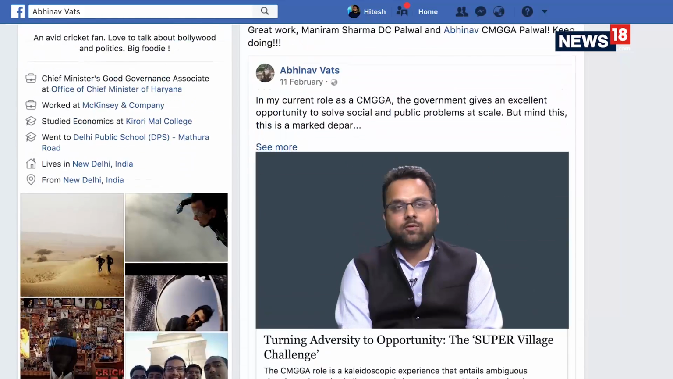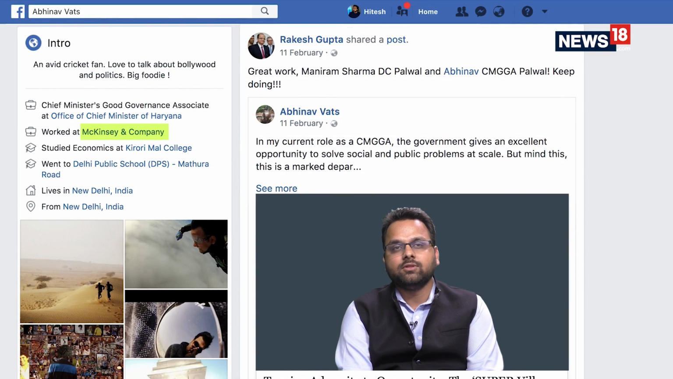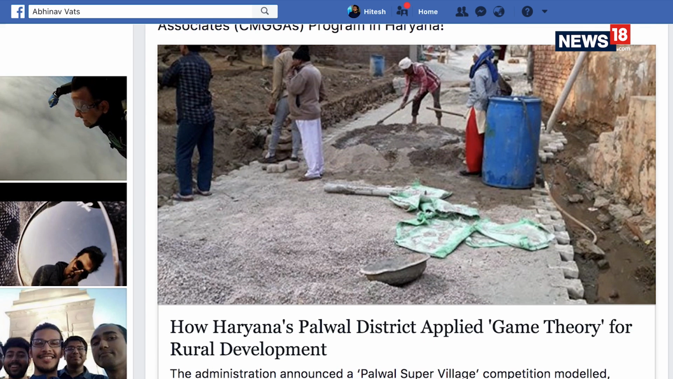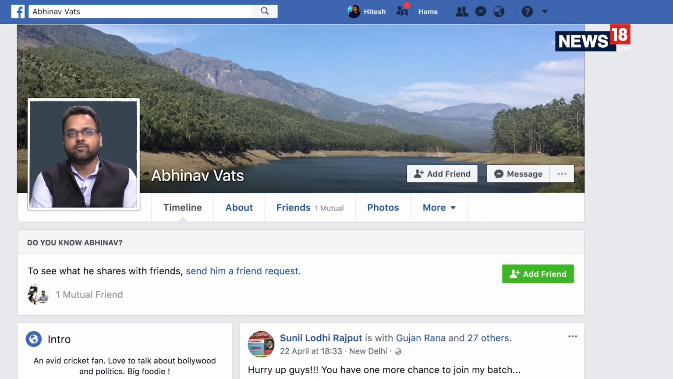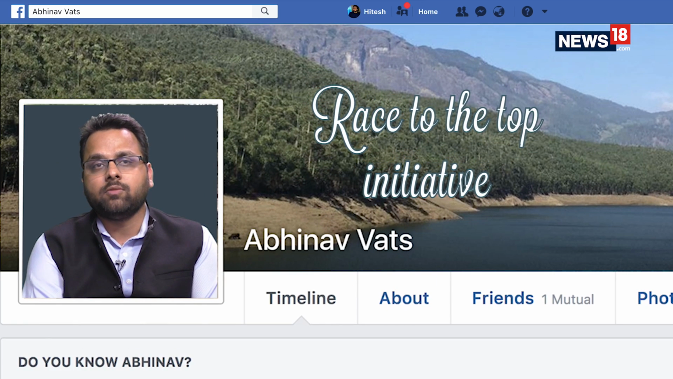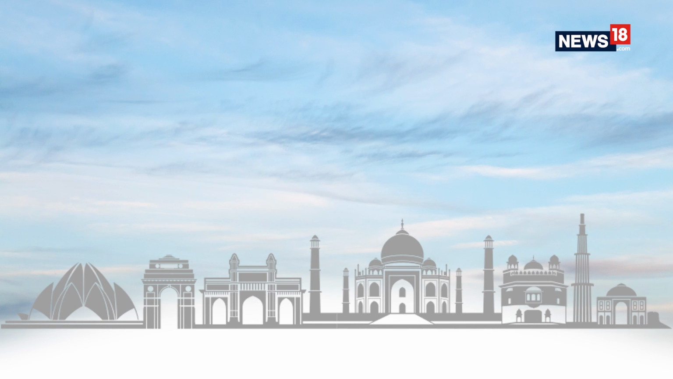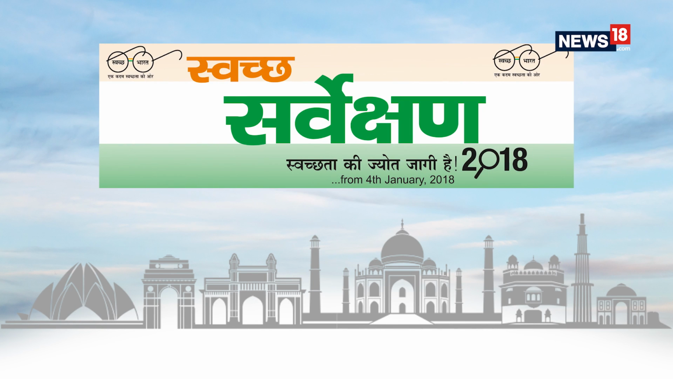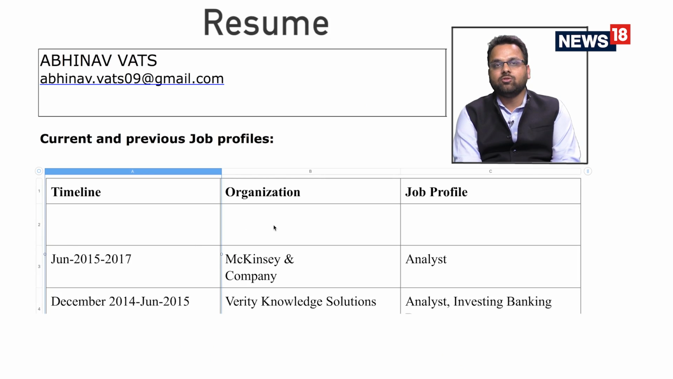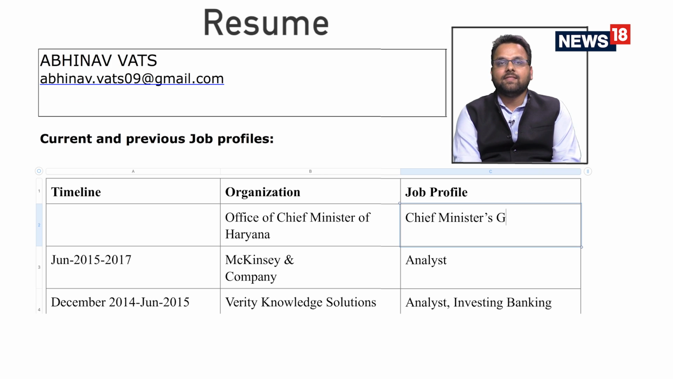So while I was working at McKinsey, I studied about this model in the States, which was used to fuel education reforms. It was called the Race to the Top initiative. There were also experiments in India like the Smart City Challenge or the Swachh Sarvekshan initiative launched by the government of India. A need was still missing for rural development, and I was keen to look at opportunities within the government. And that's how I made a shift from my corporate job at McKinsey to the Chief Minister's Associate Program in Haryana.